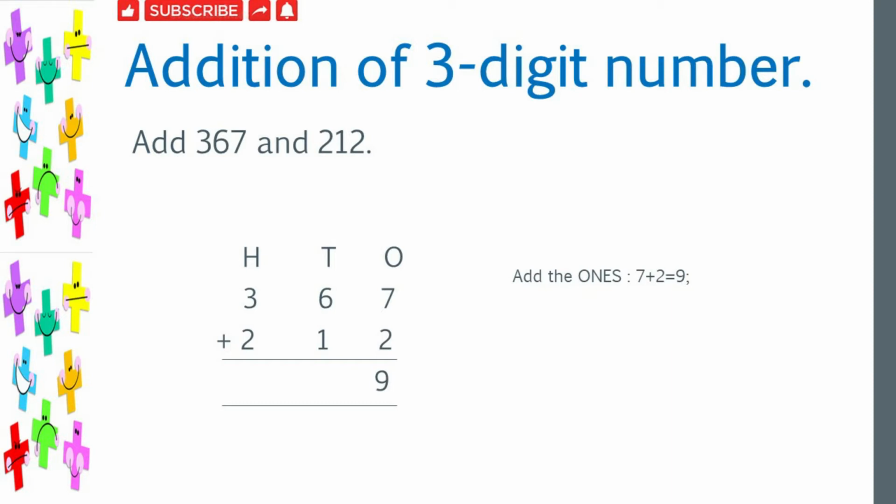Moving forward to tens place, we will add 6 plus 1 which is equal to 7. And then add the digits at hundreds place, 3 plus 2 which is equal to 5. So our answer is 579.